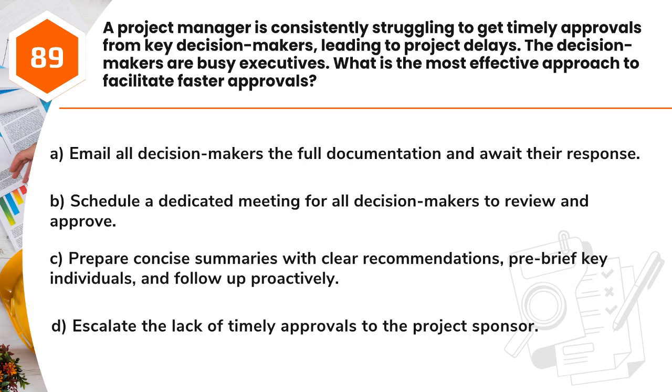Question 89. A project manager is consistently struggling to get timely approvals from key decision-makers, leading to project delays. The decision-makers are busy executives. What is the most effective approach to facilitate faster approvals? A. Email all decision-makers the full documentation and await their response. B. Schedule a dedicated meeting for all decision-makers to review and approve. C. Prepare concise summaries with clear recommendations, pre-brief key individuals, and follow up proactively. D. Escalate the lack of timely approvals to the project sponsor.